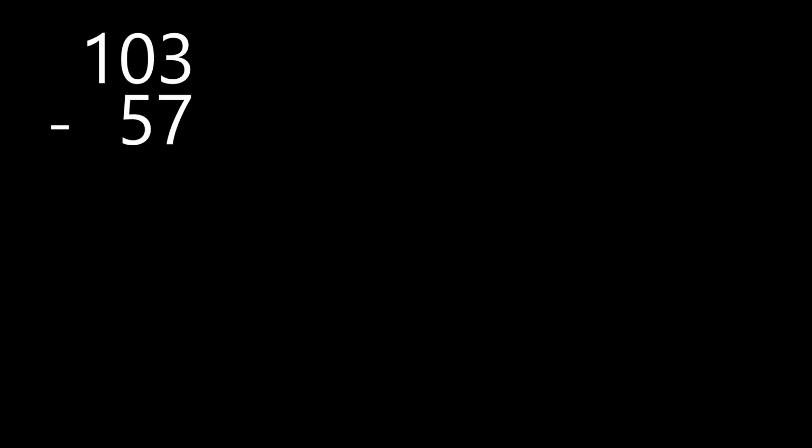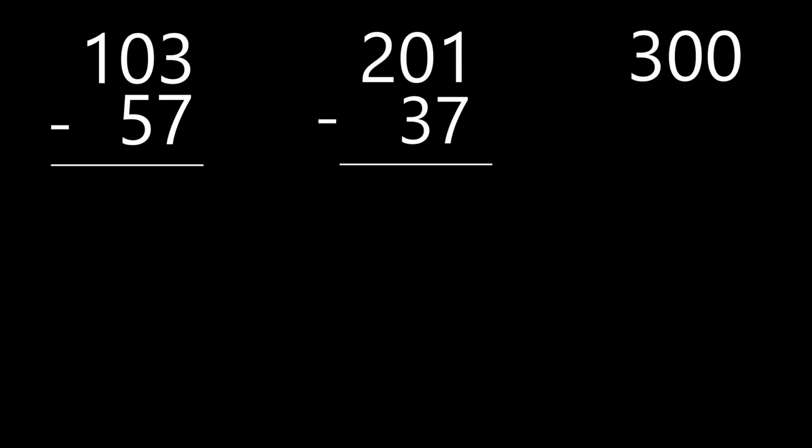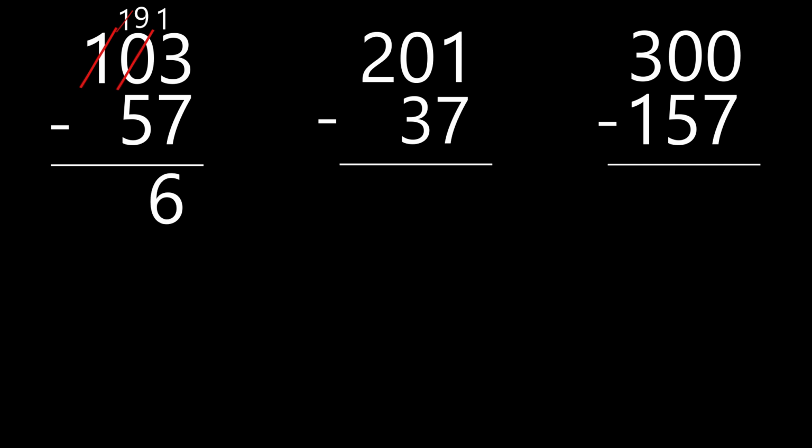103 minus 57, 201 minus 37, and 300 minus 157. For the first problem, 3 is smaller than 7, but since the next digit is 0, we need to borrow from the hundreds place. We take 1 from the 1 in the hundreds place, turning the tens 0 into 10. Then, we borrow 1 from 10, reducing it to 9 and making 3 become 13. Now, 13 minus 7 equals 6, and 9 minus 5 equals 4, giving us a final answer of 46.